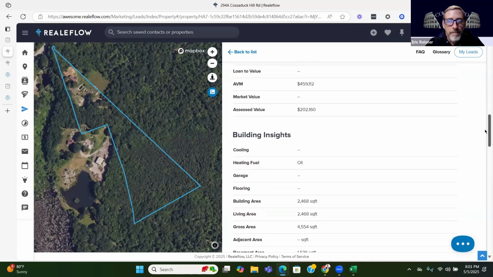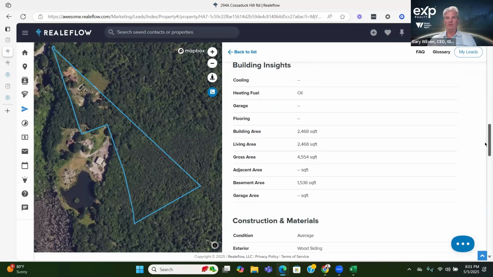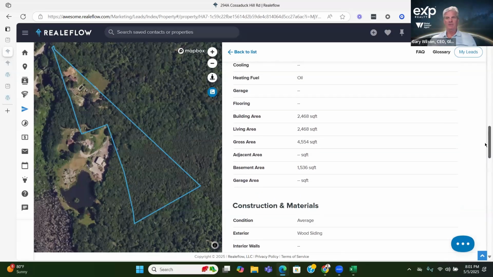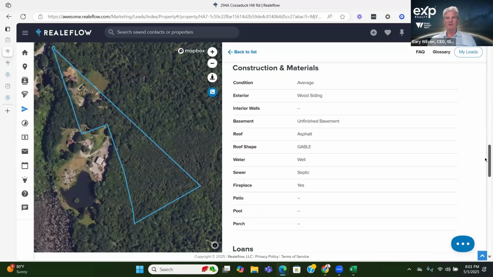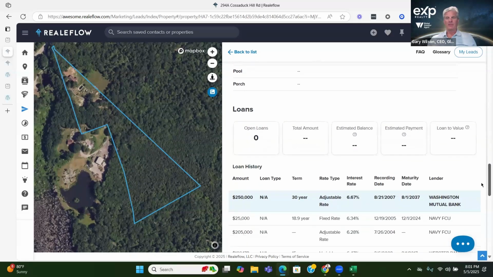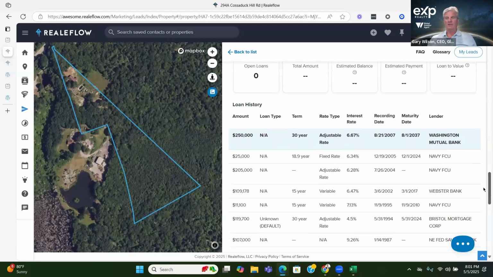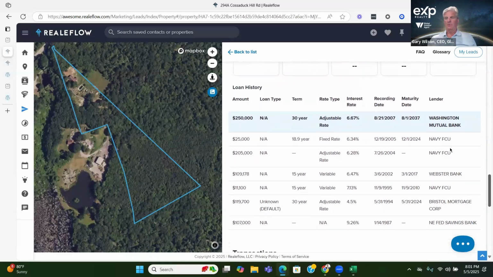So, assessed value, building and sites, heating is oil. Ooh, we need to change that. Construction, and here's all the loan information. So whoever had it before, they were a veteran. They had a Navy Federal Credit Union loan. Then they went to Washington Mutual.